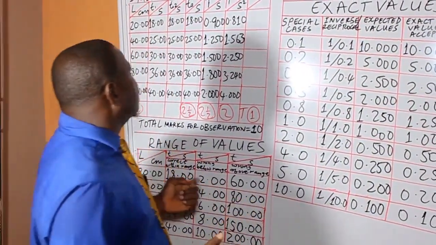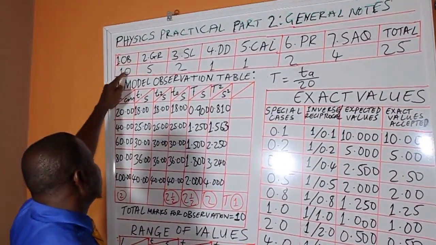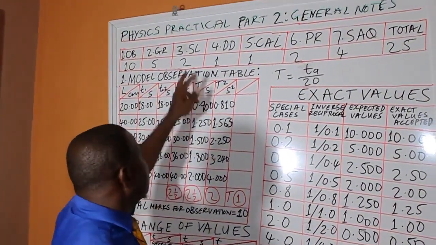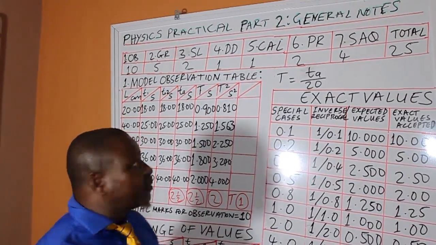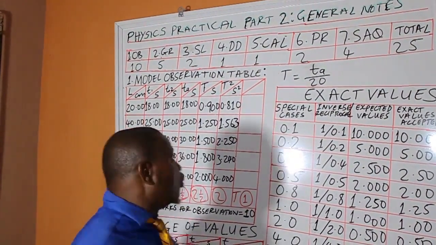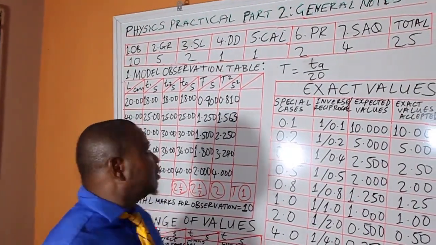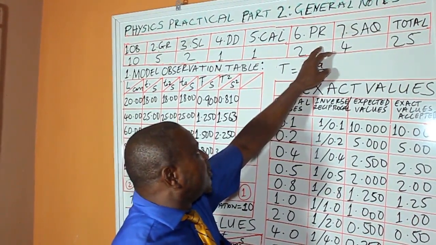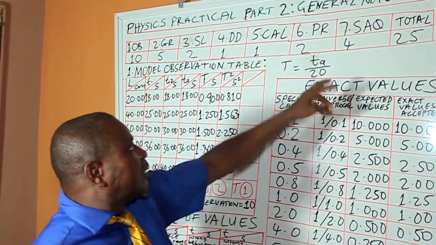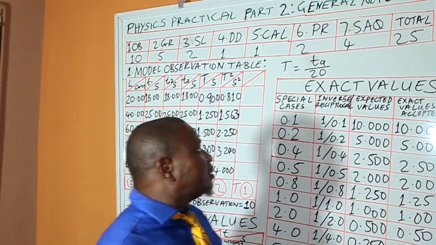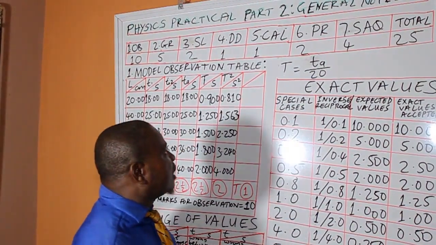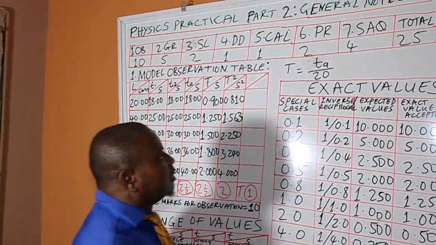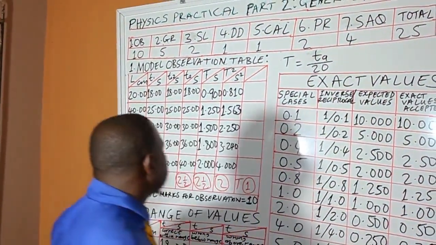sections. One is observations, that will give us 10 marks, followed by graph, that is 5 marks, then slope, that is 2 marks, deduction, 1 mark, calculation, 1 mark, procedure, that is 2 marks. Short answer questions, that is 5 marks. This is precaution. All right. 2 marks. The total is 25 marks.